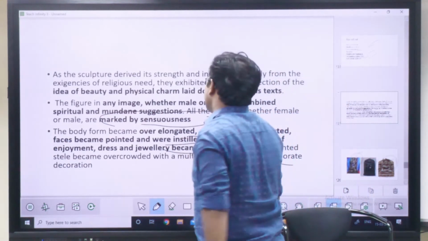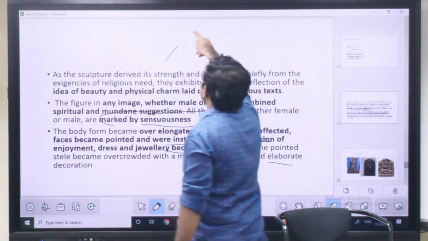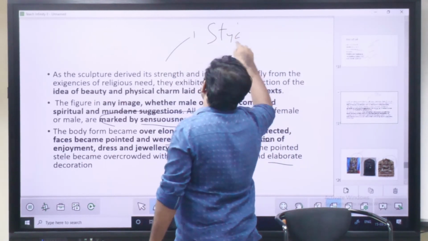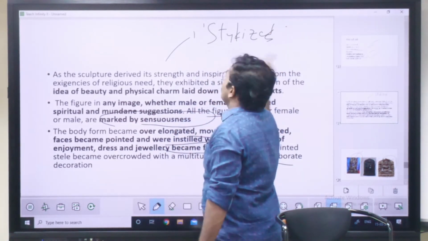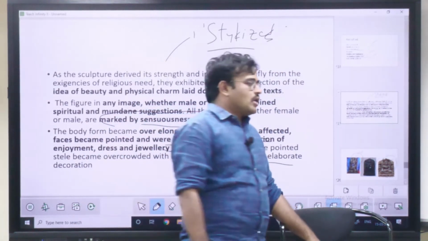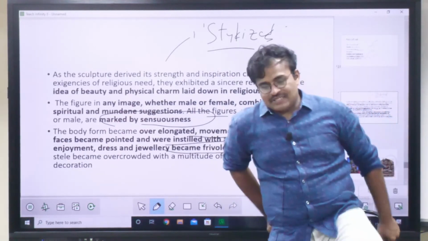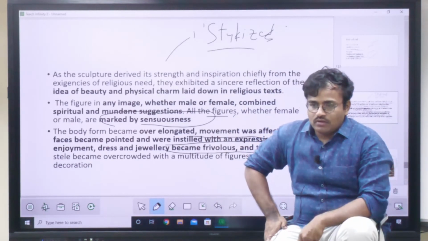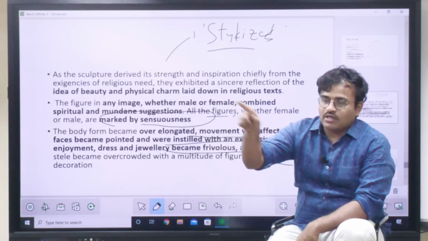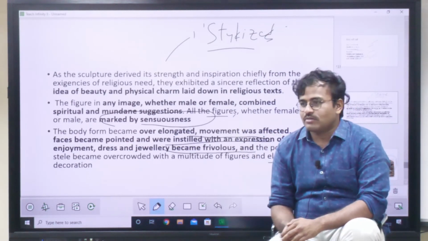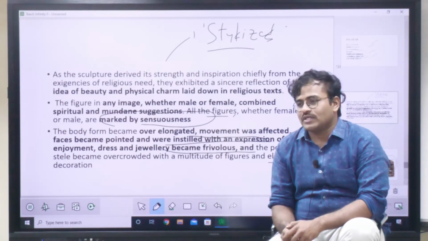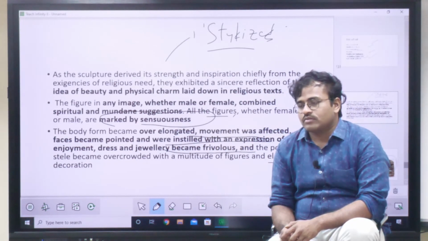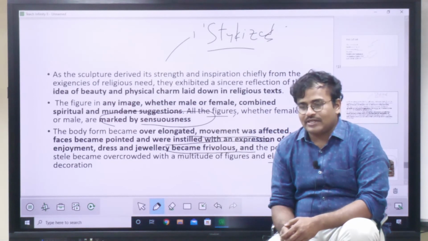So this is the Pala school. From here on, you write this line down: stylized and standardized images started replacing naturalistic images. And you cross out that naturalism in the Palas. I think I have used that word very freely. Naturalism is there in Palas, right? You cut it out. You write: stylized and standardized images started replacing naturalistic depictions.